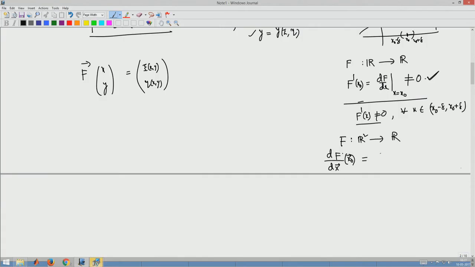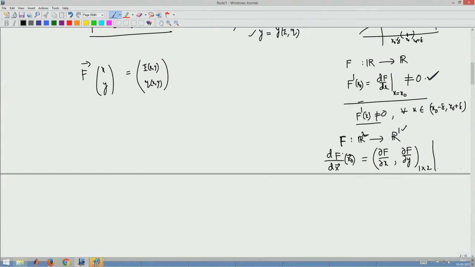What is the derivative here? You have 2 variables, so from calculus you can see that dou f by dou x and dou f by dou y, that is your derivative. 2 partial derivatives. You can see this as a matrix. If your function is from R2 to R1, the range is a Euclidean space of dimension 1, and the domain has dimension 2. So it is a 1 by 2 matrix. The derivative is actually 1 by 2 at x equal to x naught.